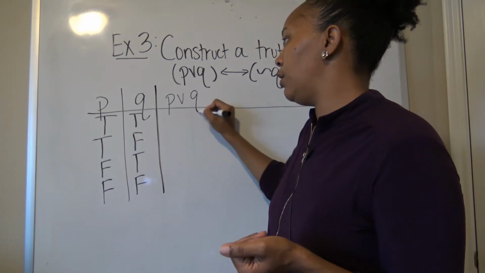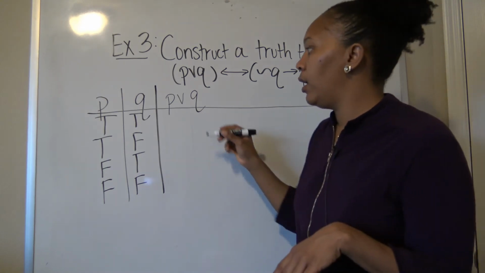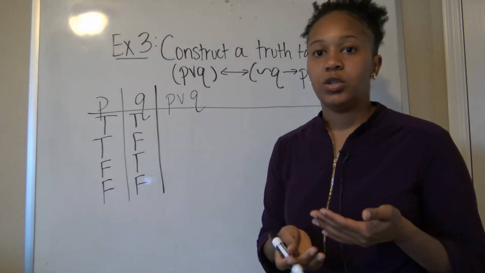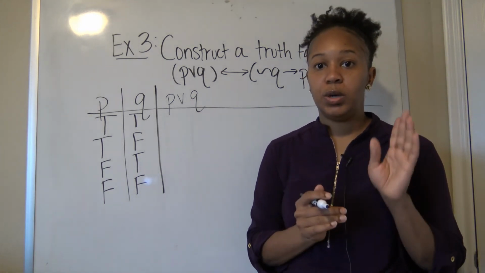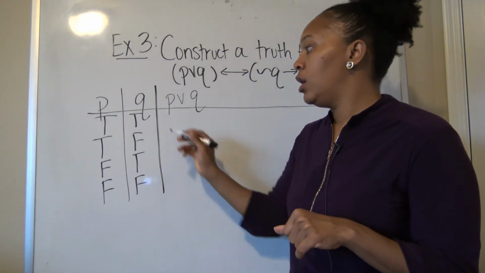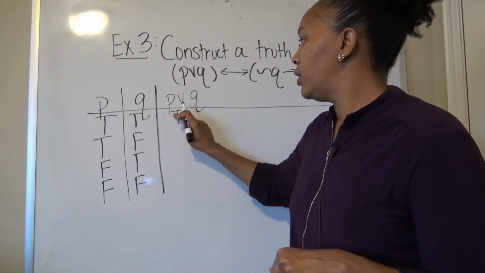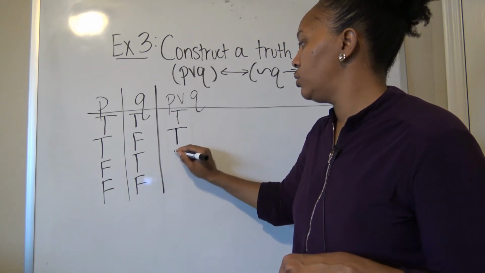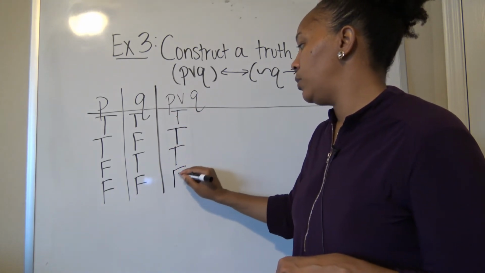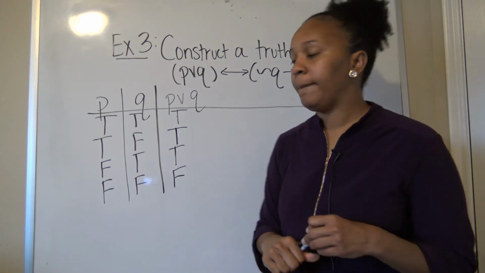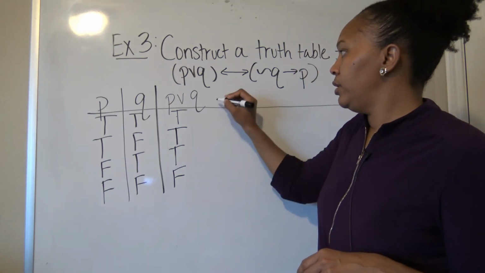Those are grouped together, and I'm just going to move from left to right. So P or Q, that's the disjunction. Remember, the disjunction is true when at least one of them is true. So this would be true. This would be true. This would be true. And this would be false. Okay. So that's the first one.